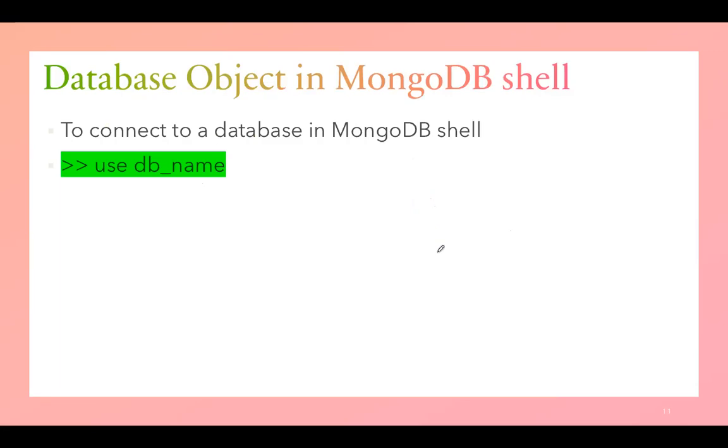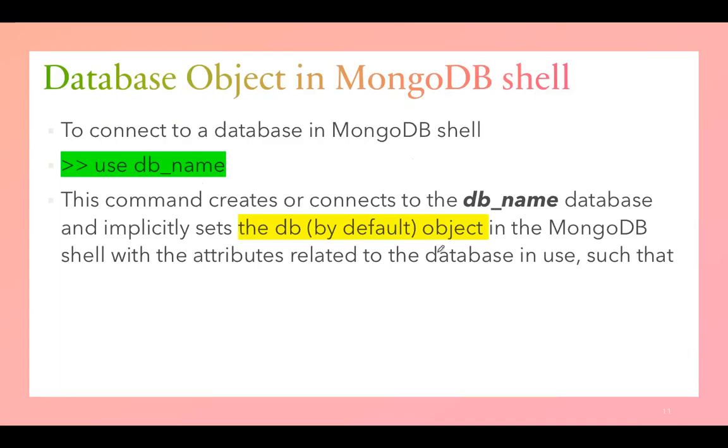So to connect to a database in the Mongo shell, what do you type? You just use the database name. What this command will do is either create or connect to the database named DB name. If the database already exists, it will connect you to that database. It will switch over to that database, that means the pointer will switch over to that database access. Or if the database does not exist, it will create that database. And it implicitly, like I mentioned before, instantiates the db object and sets this as a pointer to this database content.